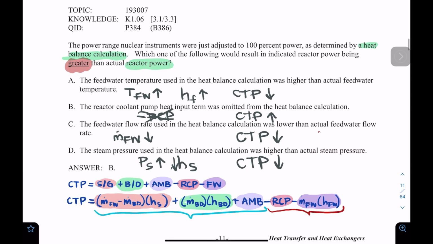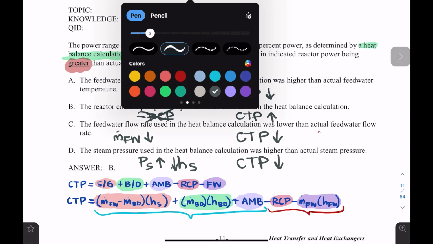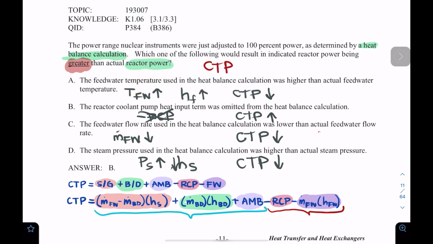Let's go back to the question. The question was asking which one of the following would result in indicated reactor power being greater than the actual reactor power. So which one has the highest CTP? That was asking for a greater, higher CTP. So we go and say that is Bravo, right? Since we already performed the analysis, we can determine that.